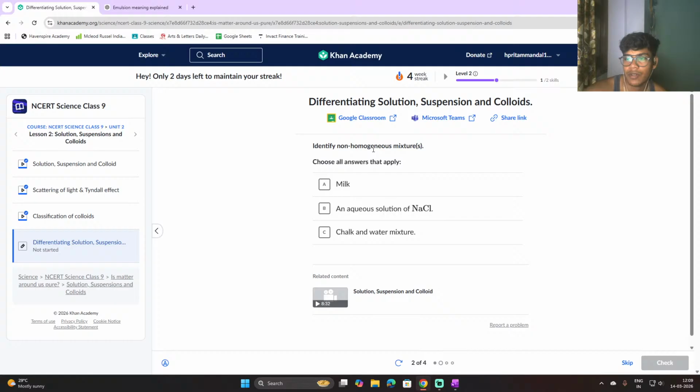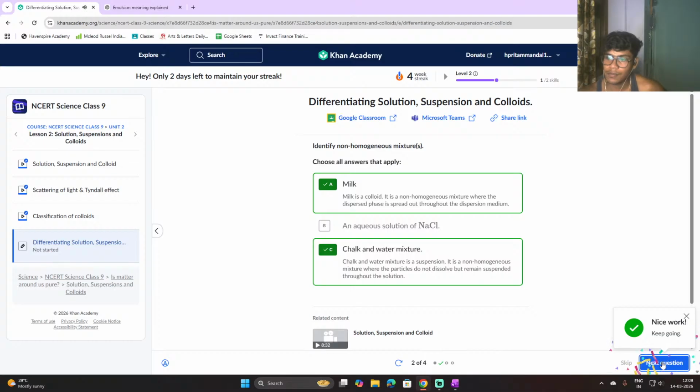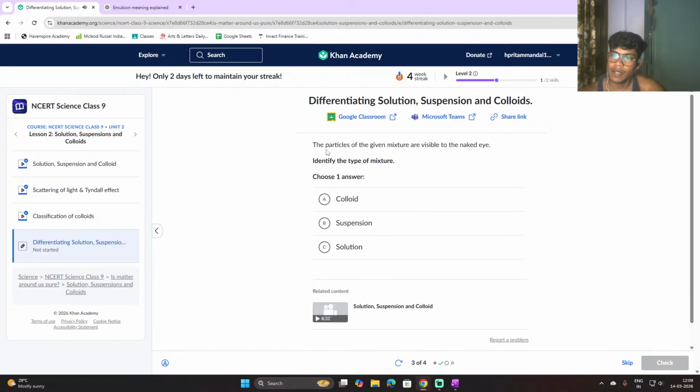To identify a non-homogeneous mixture. Non-homogeneous, homogeneous, heterogeneous. Okay, non-homogeneous means heterogeneous. Milk, all that apply, these two. Now, the particles of the given mixture are visible to the naked eye, so it will be suspension.